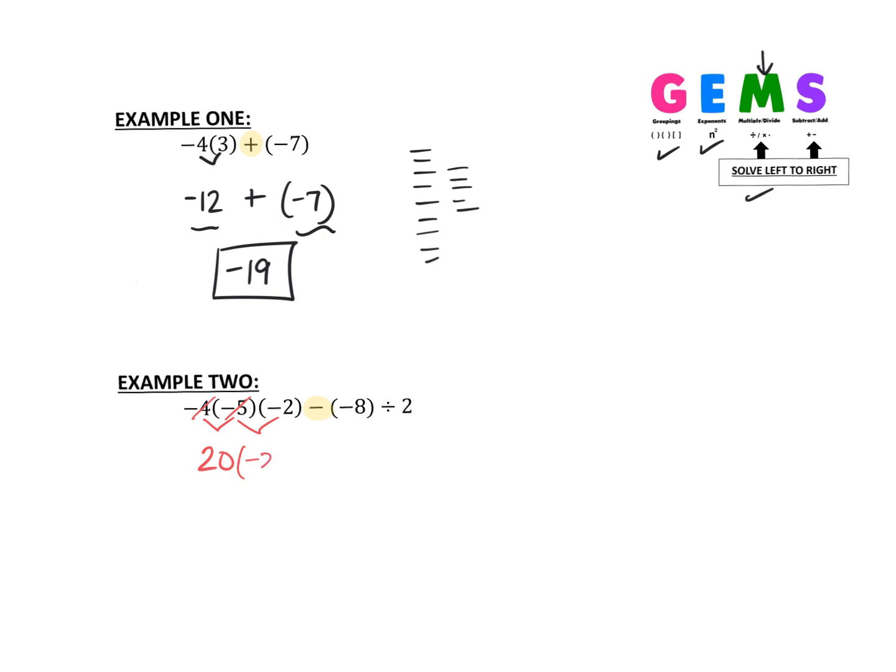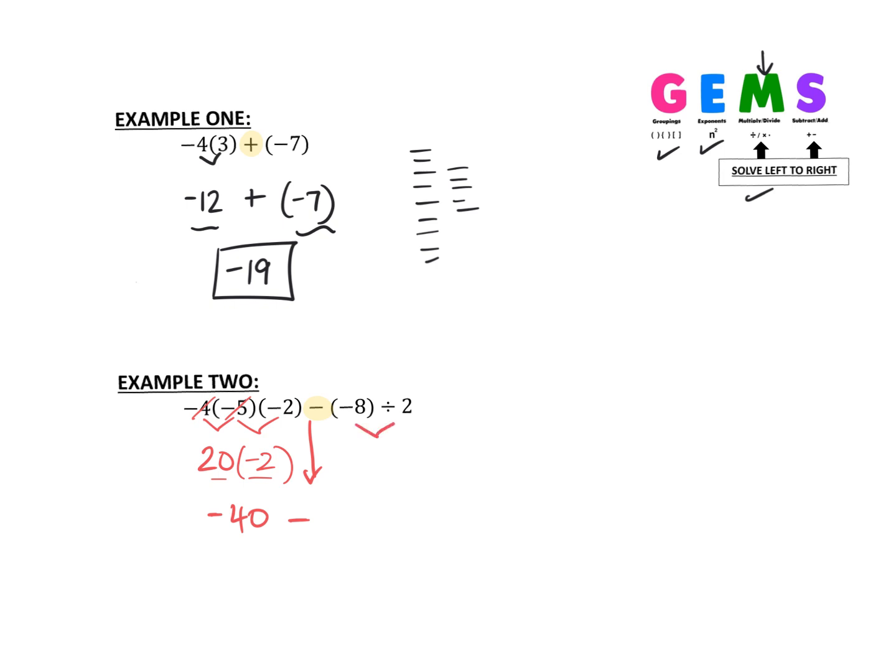And then I have 20 times negative 2. All right, well, I know 20 times 2 is 40, and then when you have one of each, it's negative for multiplying. Okay, I'm just going to bring that subtraction sign down because I don't add or subtract until the very end. I do see some division, though.